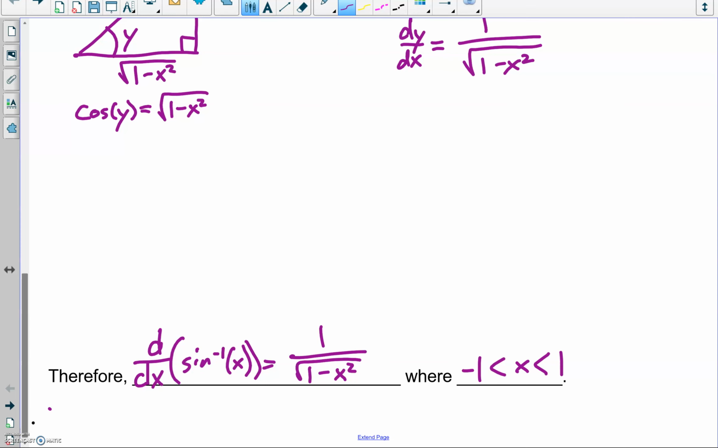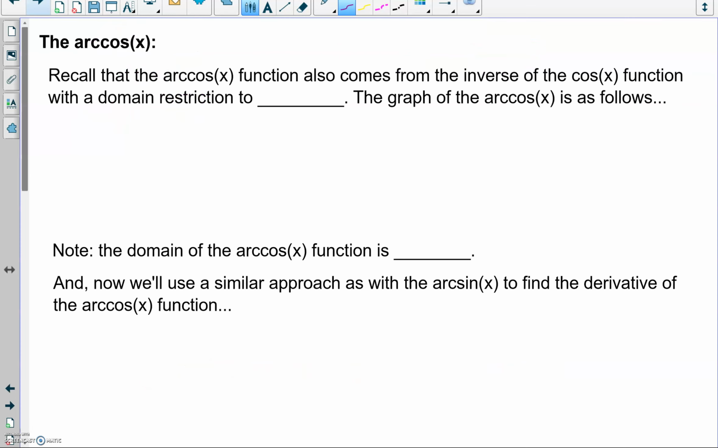Okay, so let's take a look at the arccosine. This is going to be a similar process to what we did for the arcsine. Very similar, in fact. Recall that the arccosine function is the inverse of the cosine. We also had to restrict the domain in order to make it 1 to 1 so that we could get the inverse. For the cosine, we restrict it to 0 to pi because it's a different looking graph, and we restrict it to a different interval to get that 1 to 1 nature.